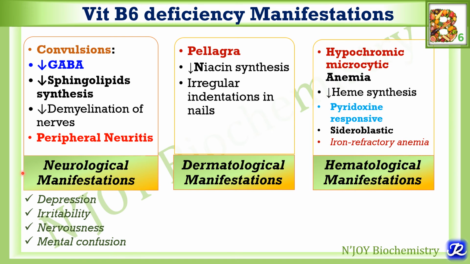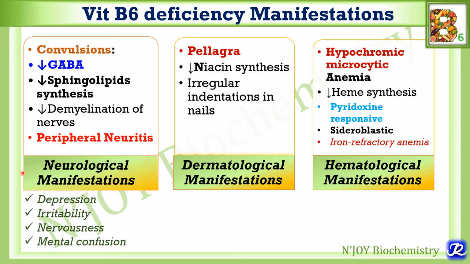The hematological manifestations: because it is required for the first important step of heme synthesis, that is formation of delta aminolevulinic acid, if it is deficient then it can manifest as hypochromic microcytic anemia because there is decreased heme synthesis. But this anemia is pyridoxine responsive. Pyridoxine can correct this anemia.